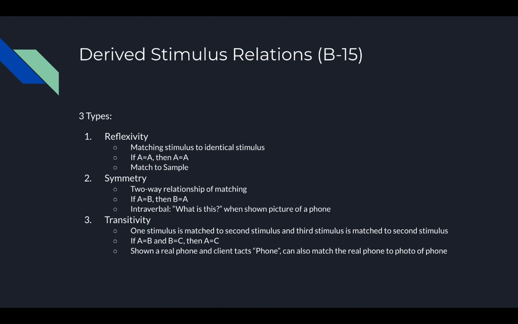Transitivity. One stimulus is matched to a second stimulus, and a third stimulus is matched to the second stimulus. So if A equals B and B equals C, then A equals C. So she can now match phone to phone. Now she knows, okay, I'm holding up a phone, and she can tact phone. Now when she's shown a real phone, instead of the picture of a phone, she can also say phone and she can match phone to phone.